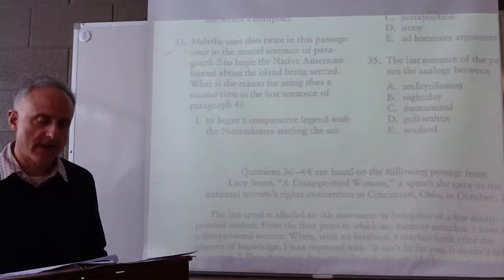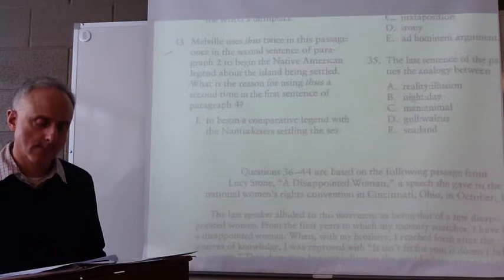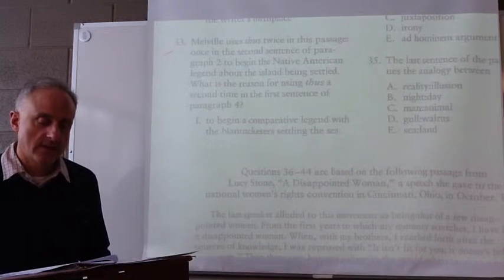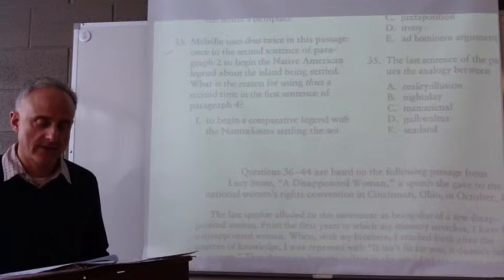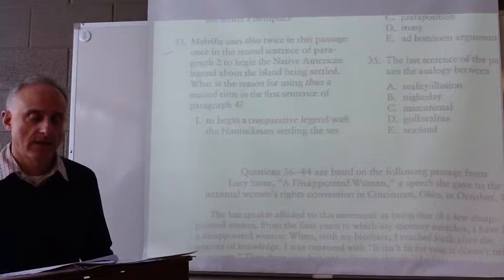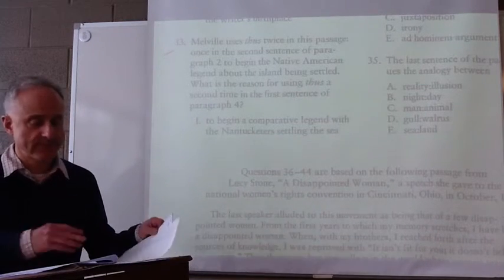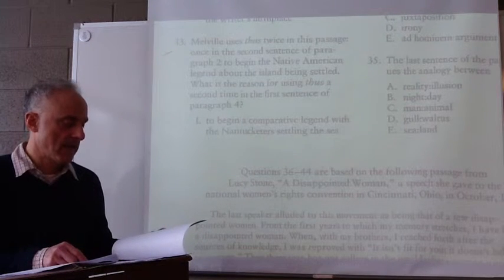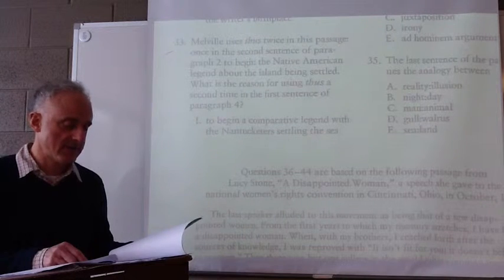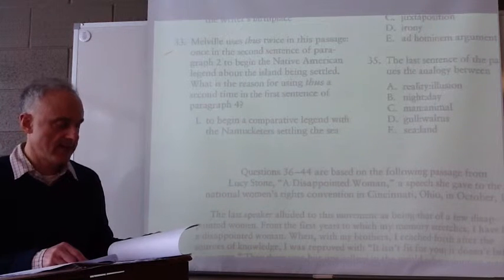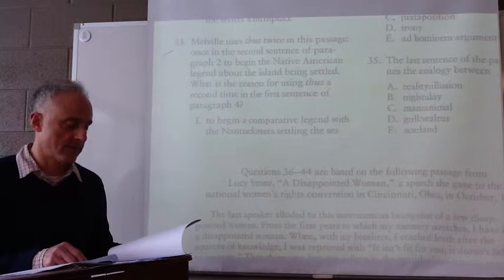Melville uses "thus" twice. What is the reason for using "thus" a second time? All right, so the answer being 1 and 2: to begin a comparative legend with the Nantucketer settling the sea, to balance the first part of the passage with the second part. A comparative legend. I'll see what your answer is saying, though you already would have looked at that. In this question, the repetition balances the dual focus, the island and its inhabitants. The diction and syntax of the selection are not formal, but rather a grand folk myth.